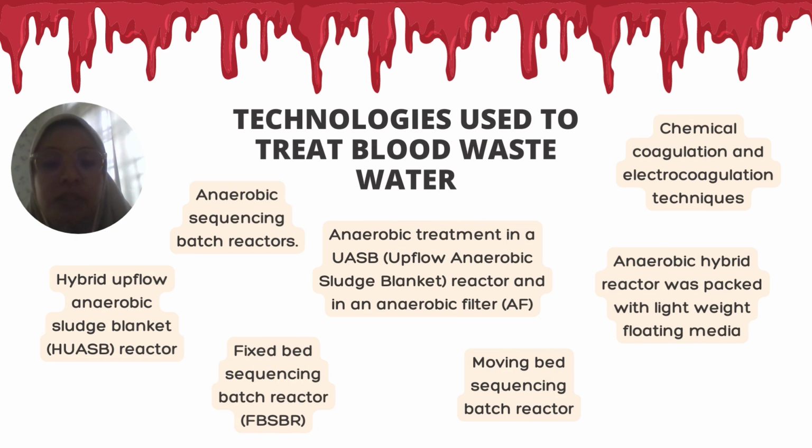Here is the list of technologies used to treat blood wastewater. Firstly, we have the anaerobic sequencing batch reactor. Secondly, the hybrid upflow anaerobic sludge blanket reactor. Thirdly, the fixed-bed sequencing batch reactor. Fourthly, anaerobic treatment in an upflow anaerobic sludge blanket reactor and in an anaerobic filter. Fifthly, the moving-bed sequencing batch reactor. Sixthly, the anaerobic hybrid reactor packed with lightweight and floating media. And lastly, chemical coagulation and electrocoagulation techniques.